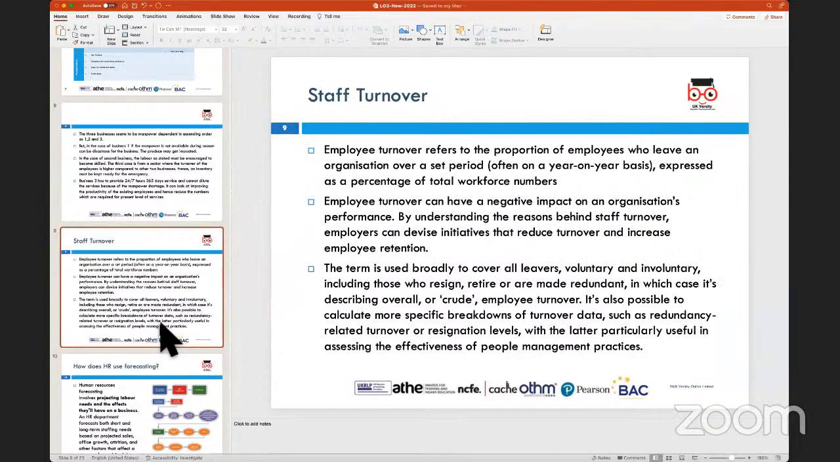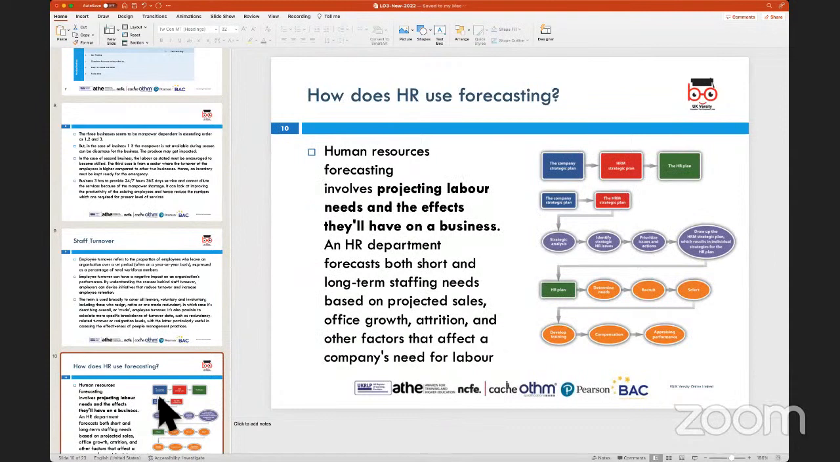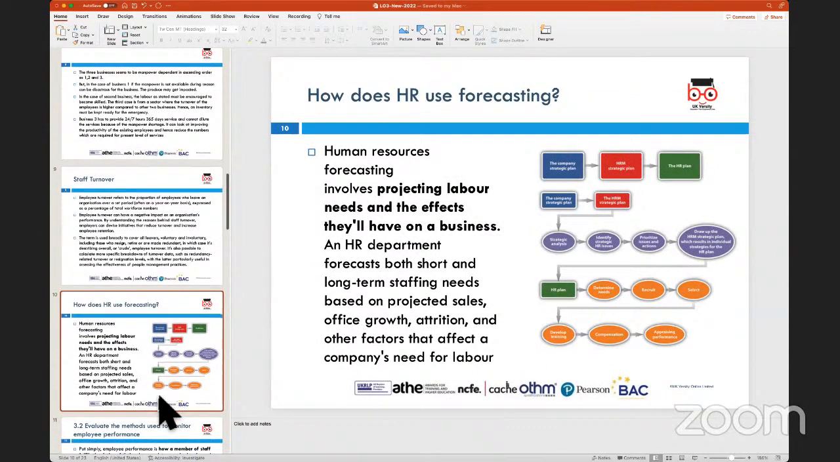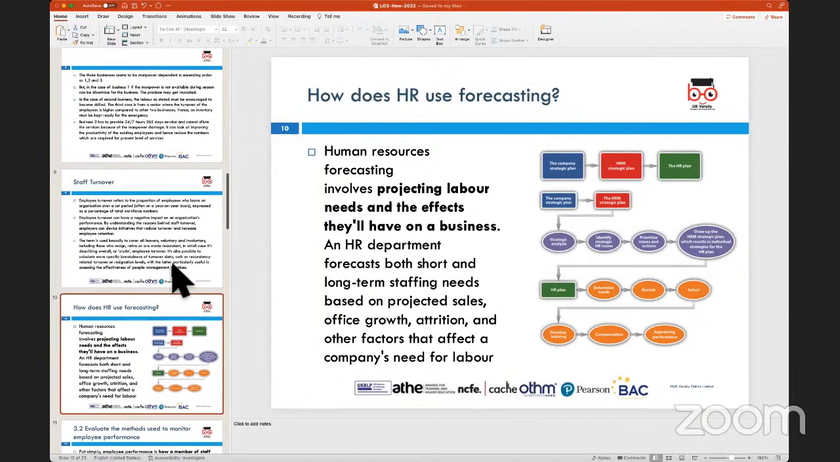Right. Some of the things I've explained, like staff turnover and how forecasting works, are also part and parcel of the planning process. So there are 2 slides in particular I want to look at. When we talk about human resource planning and the process of forecasting, what is forecasting? Forecasting is looking at whether the organization would need to hire more staff or reduce its existing staff. This would depend on how the organization is growing and what its strategic objectives are.